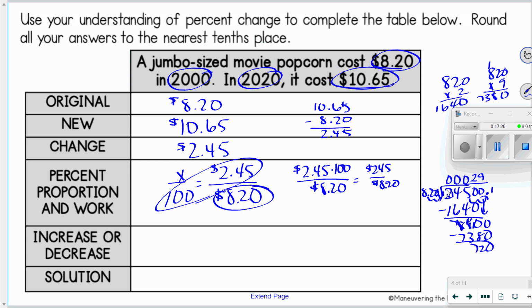720. So add my next 0 because I told you to round to the nearest whole percent. That's going to be an 8 because 9 was just above it. So 29 and 8/10, meaning I can now round that to 30. So it's going to be a 30% increase. Was it an increase or decrease? It went from 820 to 1065. Increase. So when I write out my solution, it was a 30% increase.